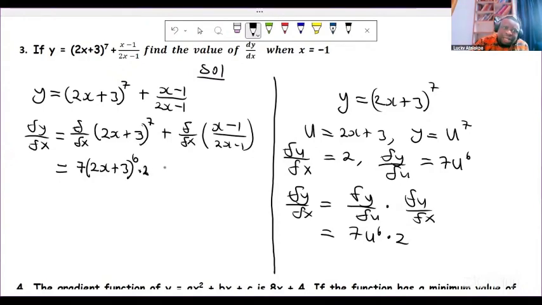Right? Now, remember we said that u is 2x + 3. So if you put this back into the bracket, (2x + 3) to the power of 6 times 2, you can see the same result. Good. But 2 times 7 is 14. So let me just put 14 here.